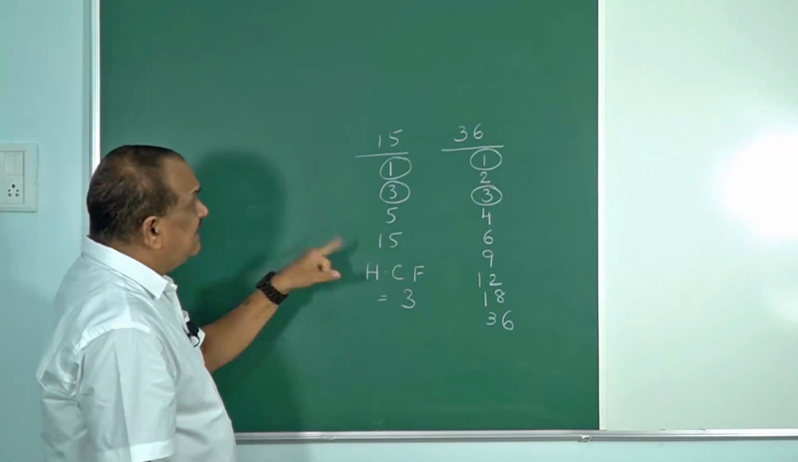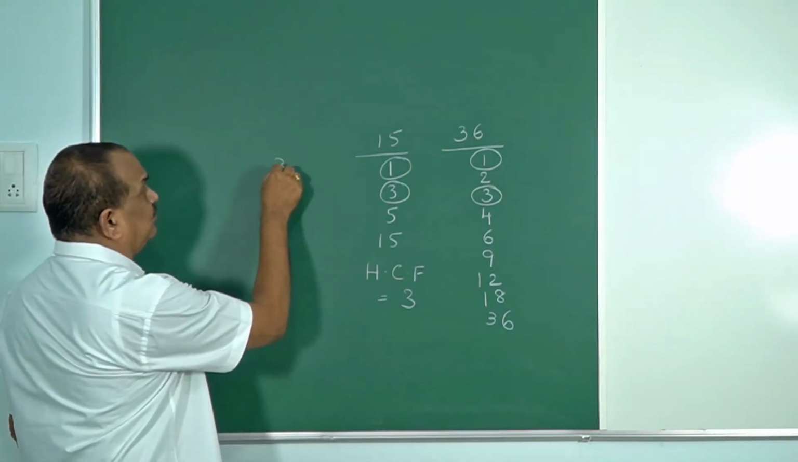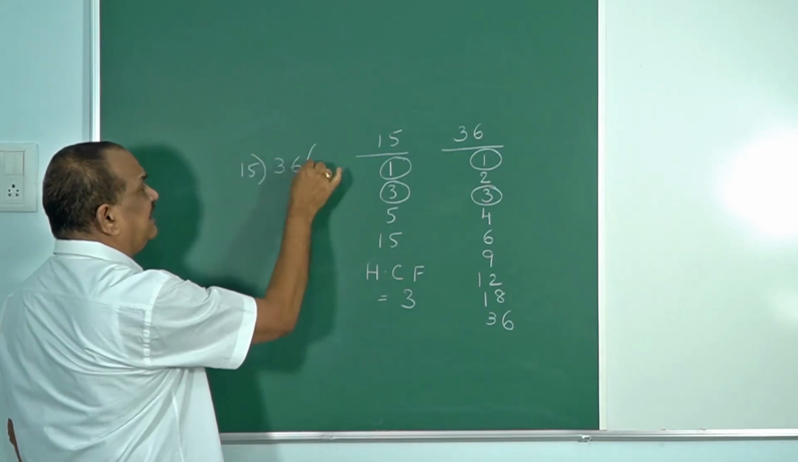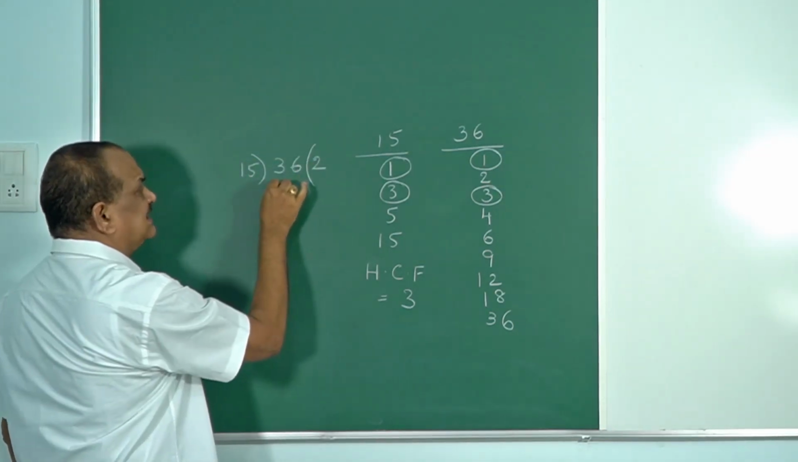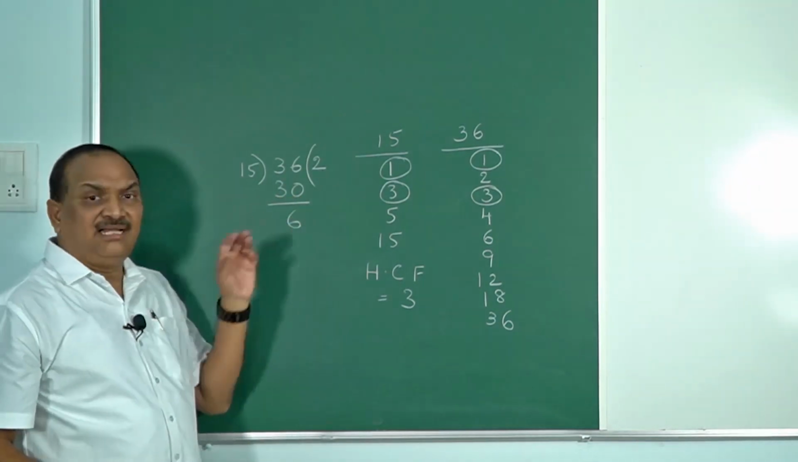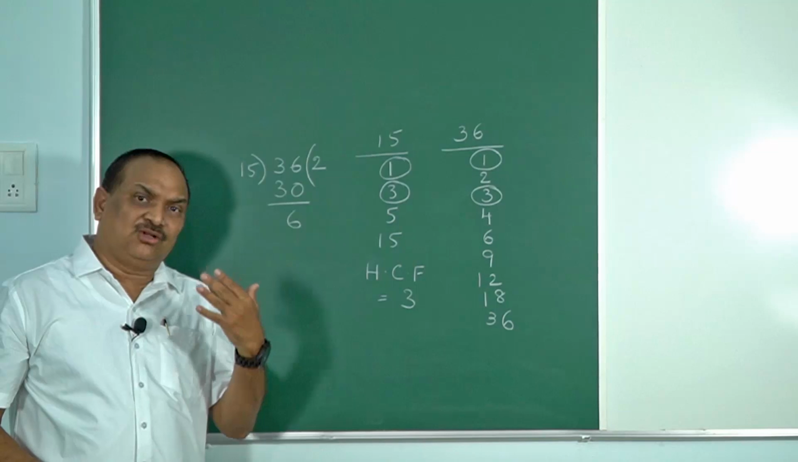Fine. This can be done in the division method. That's what you did when you were in lower classes. 36 is divided by 15. 15 times 2 is 30, and the remainder is 6. I haven't got a remainder 0, so the procedure I should continue.